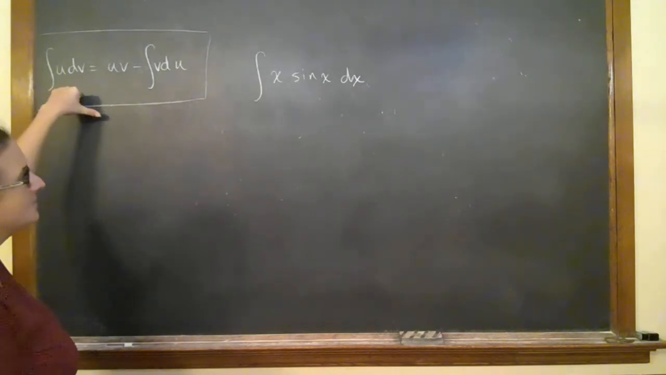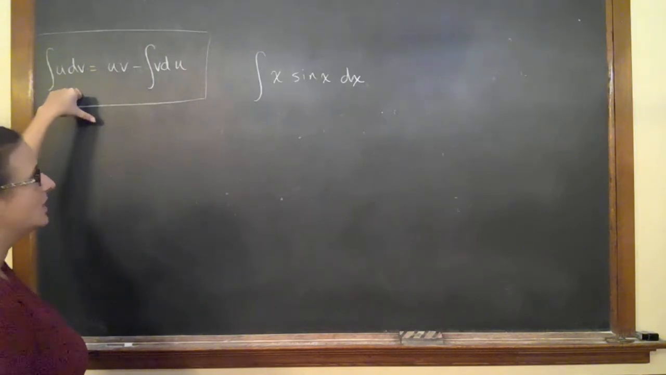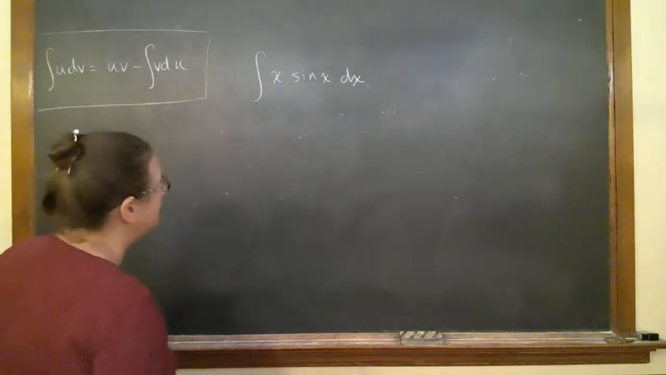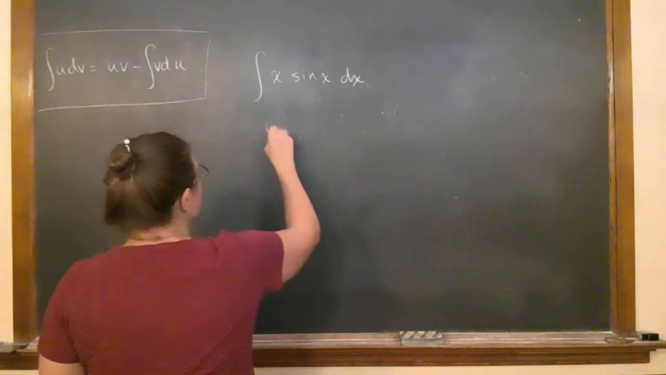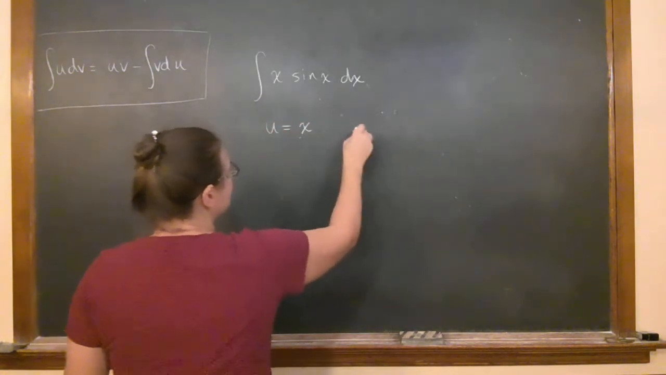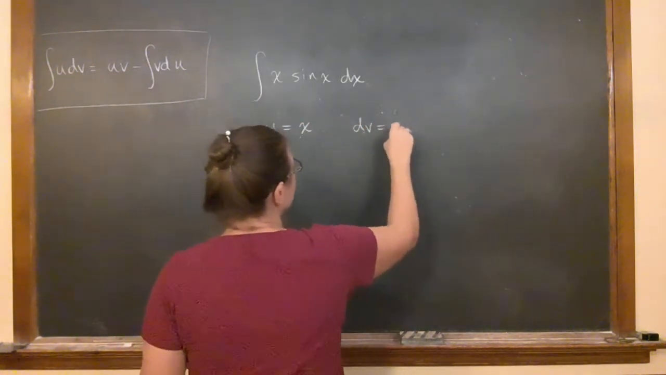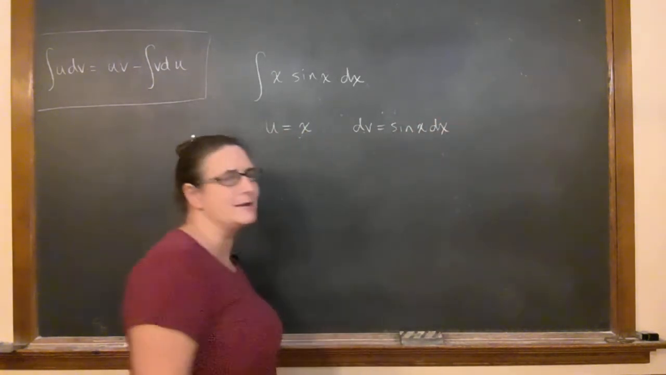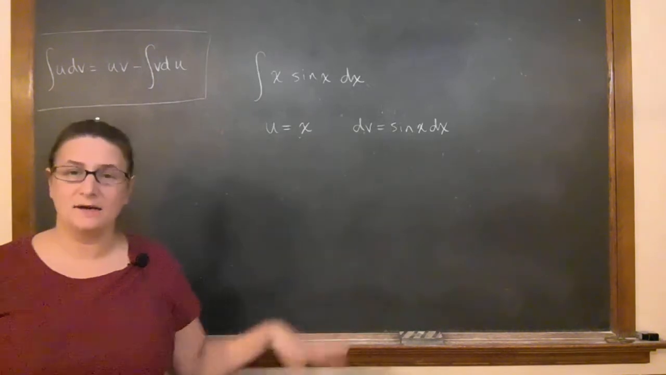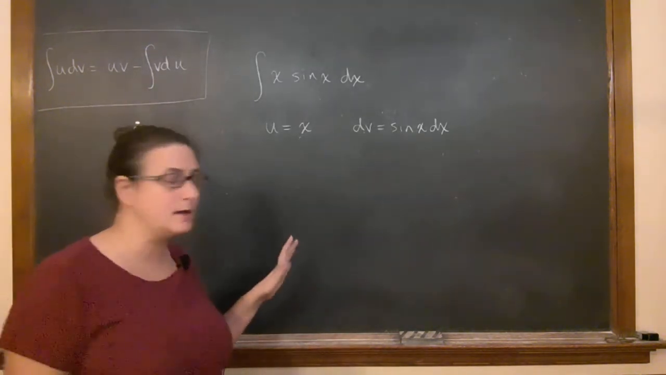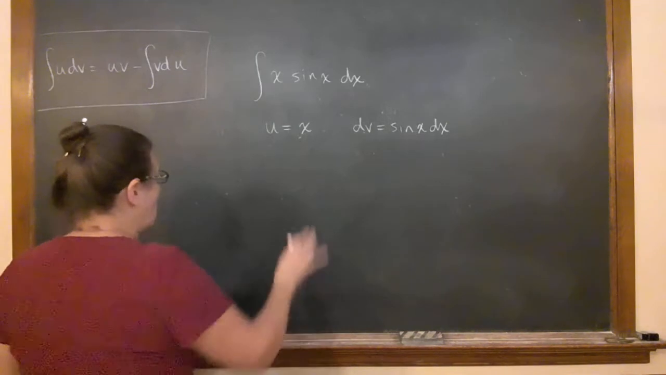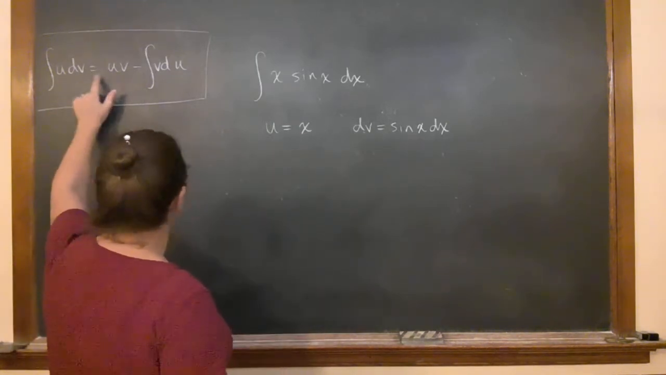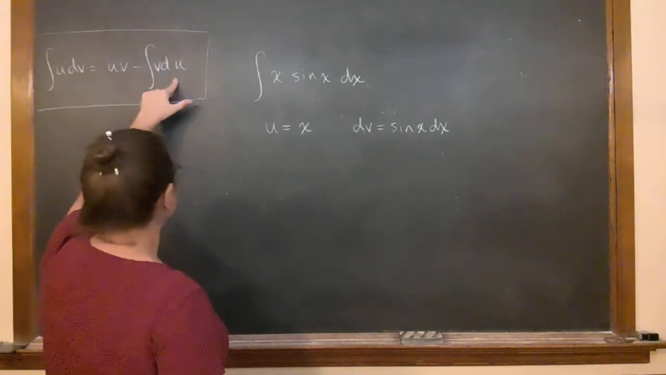So I have to let some things be some things, right? I have to let one of the functions be u and the other function be dv. So in this example, I'm going to let u be x and dv be sine x dx. And we'll talk about why I chose those two that way after we finish the problem. Okay? Now, what I need for the rest of this, I need v and I need du.